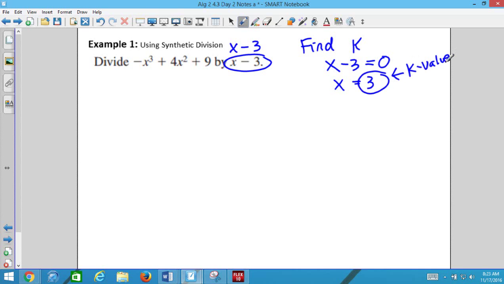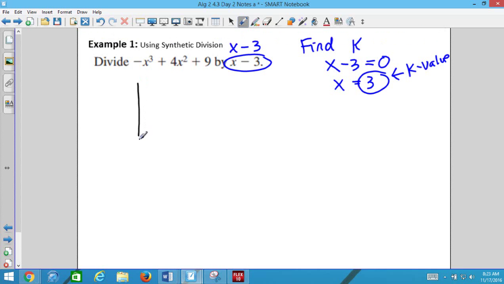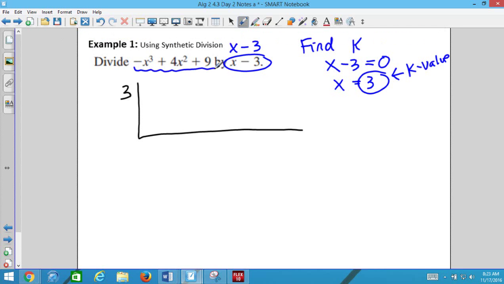Now, watch what I'm doing first, because you're not going to know how much space this is going to take up. I'm going to show you how to do it, then you just copy it down on your paper. We are going to draw this vertical line and then this horizontal line, and you're going to put your k value by the vertical line. Then from there, you're going to take all of your coefficients from what you're dividing, including values for x that might be missing. We're going to put all of the coefficients in line with the 3.